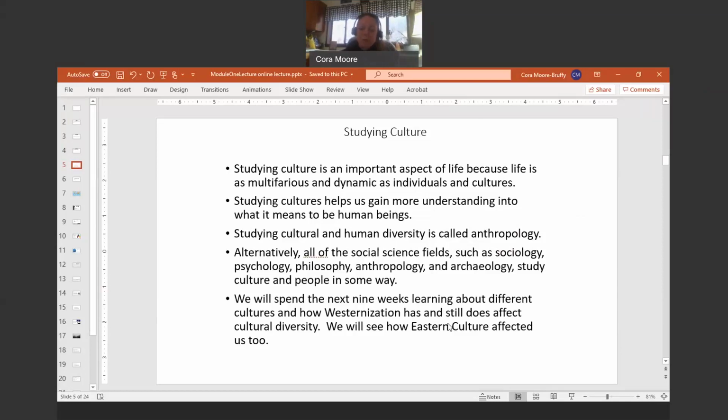So basically, that's what we're going to spend the next 9 weeks doing, looking at what it means to be human from that cultural, anthropological lens. And as I've already mentioned, we're going to be looking at how Western culture has influenced the rest of the world, and globalization would be a big part of that. But we're also going to see how Eastern culture has been very influential on Western culture too. Things like psychology and philosophy.